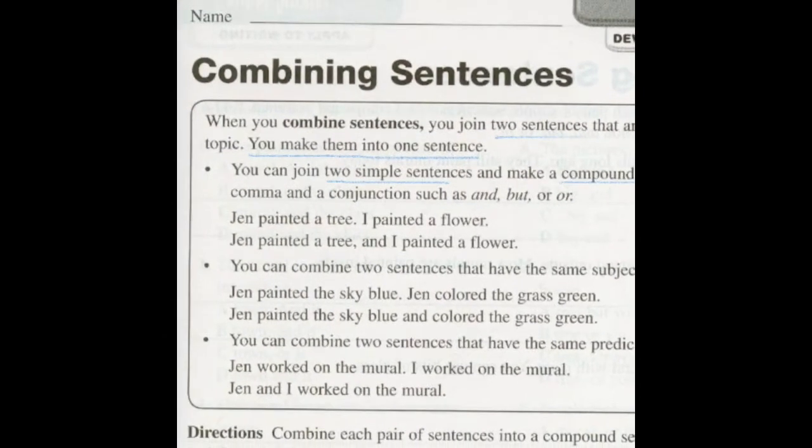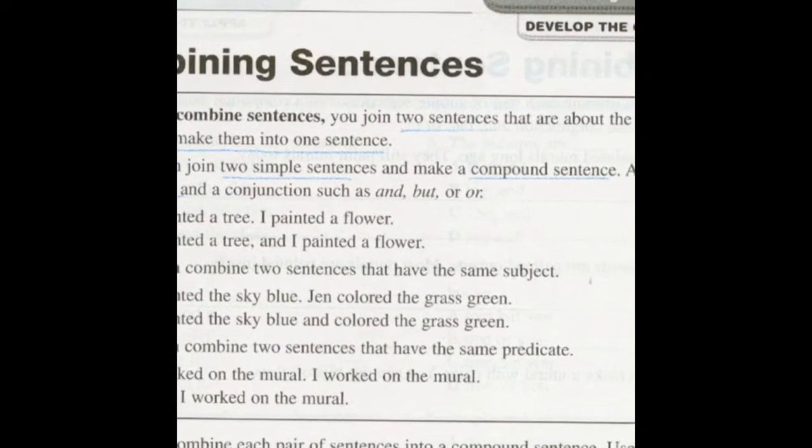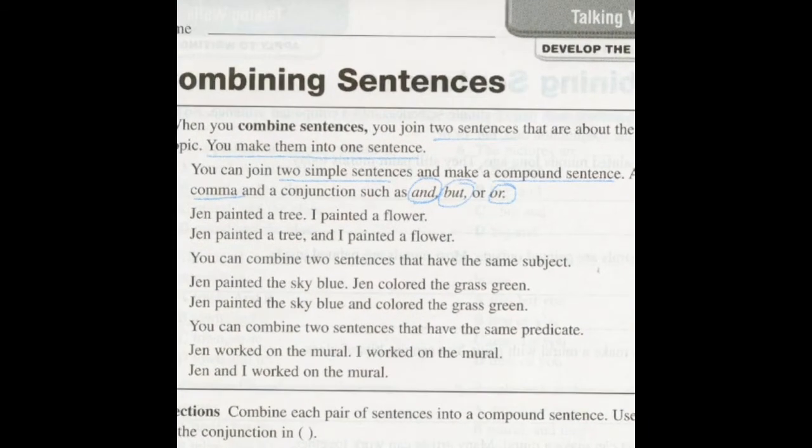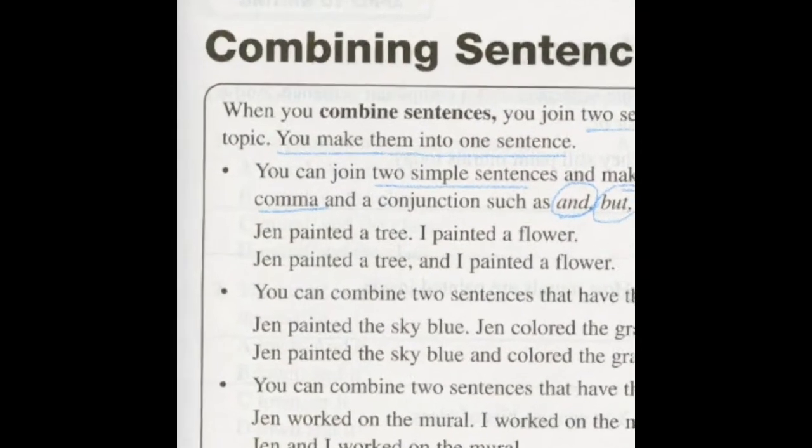When we do that, though, we're going to add a comma, and we're looking at three different conjunctions. We're looking at and, but, or. Okay? We do need the comma in there if we're keeping the sentences kind of the same, and I'll explain more as we move along here. Let's take a look at our first example.